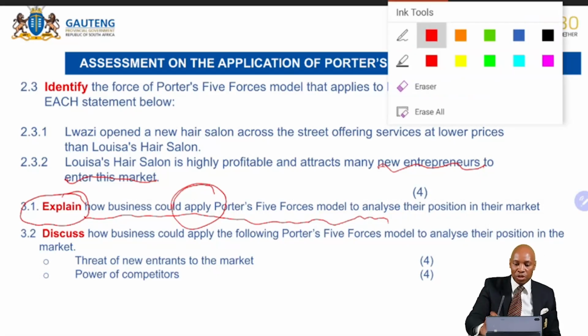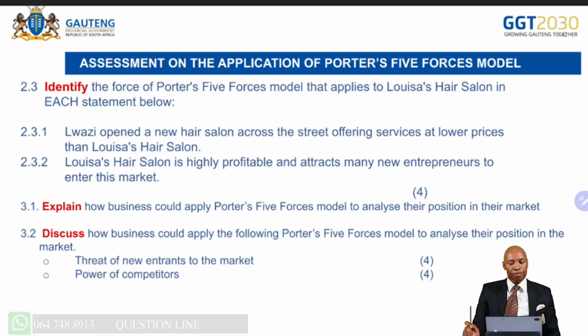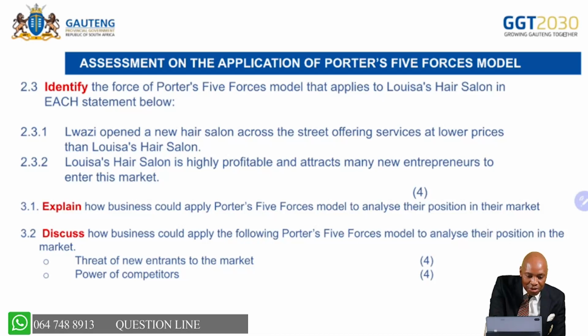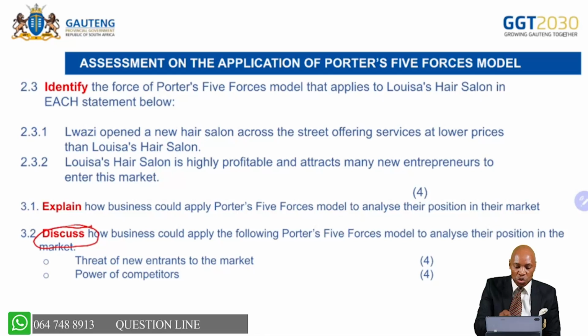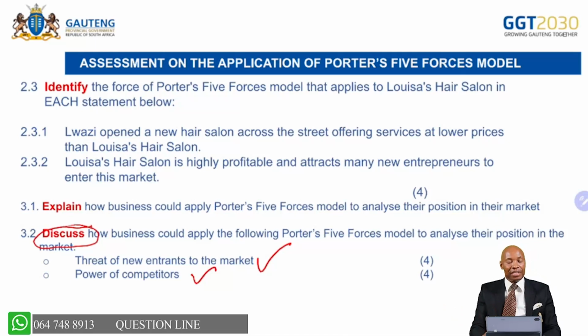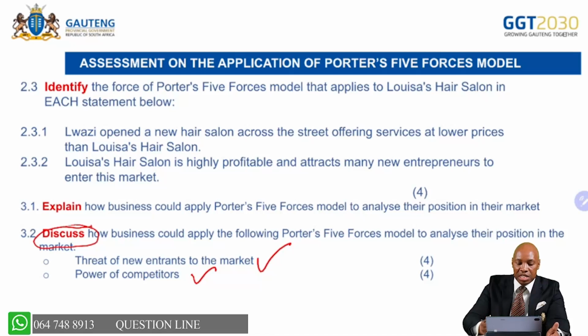Whereas, let's look at 3.2. Just have a look at 3.2, candidates. 3.2 requires you to discuss now. What are you discussing now? In 3.2, you are discussing how business could apply the following 5 forces model to analyze their position in the market. Now, here you are given, you are directed here. So this one is a little bit difficult. However, it is not difficult for you, I know.